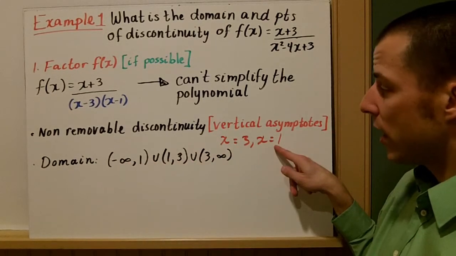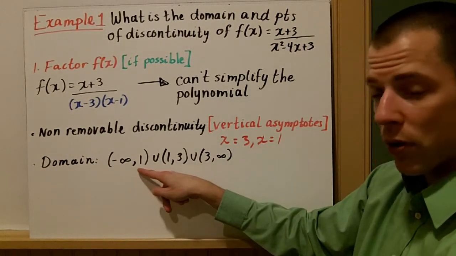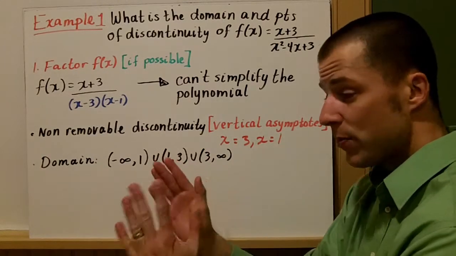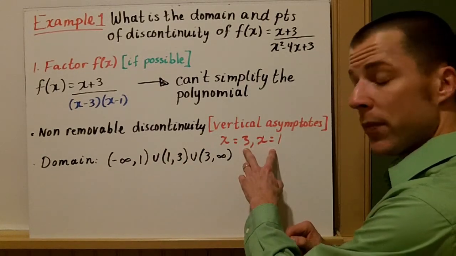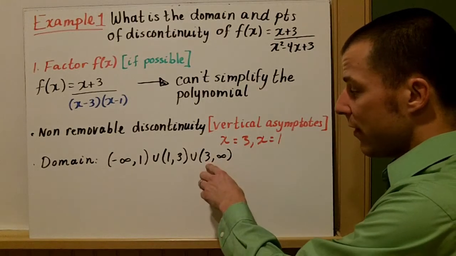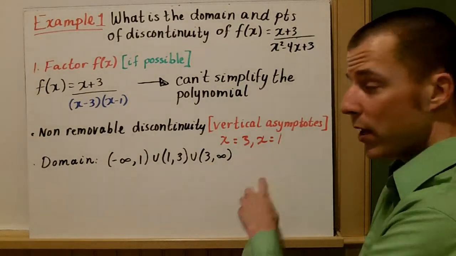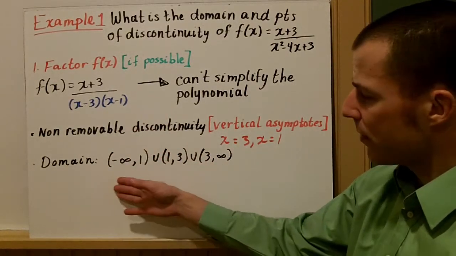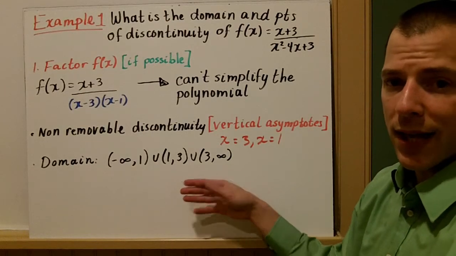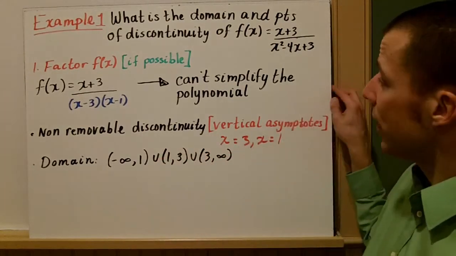We can go all the way to 1, and we can't use 1. From negative infinity to 1, we're good. Then we can use all the values between 1 and 3, our 2 vertical asymptotes, and then everything after 3 also works. Okay, and when you start to graph these, you'll be able to visualize and see these asymptotes and these domains much better.